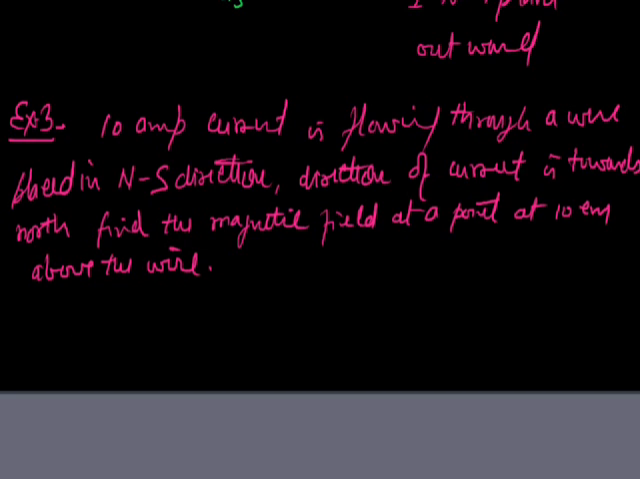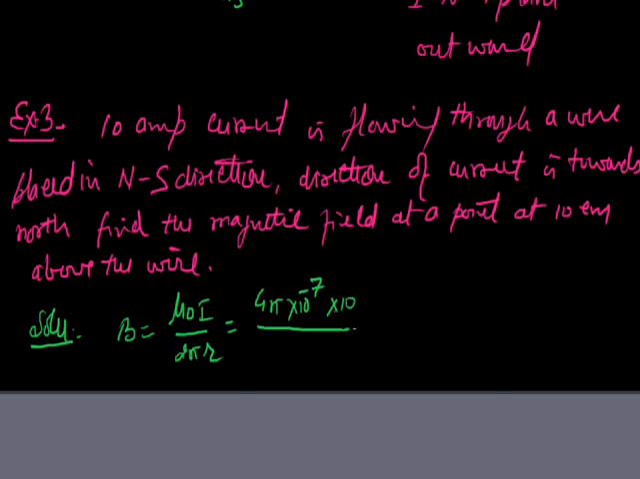Now the solution. B is mu naught I upon 2 pi r, that's 4 pi into 10 raised to the power minus 7 into 10 upon 2 pi into 0.1. This one is cancelled 2 times, that's 2 into 10 raised to the power minus 5 Tesla towards west.